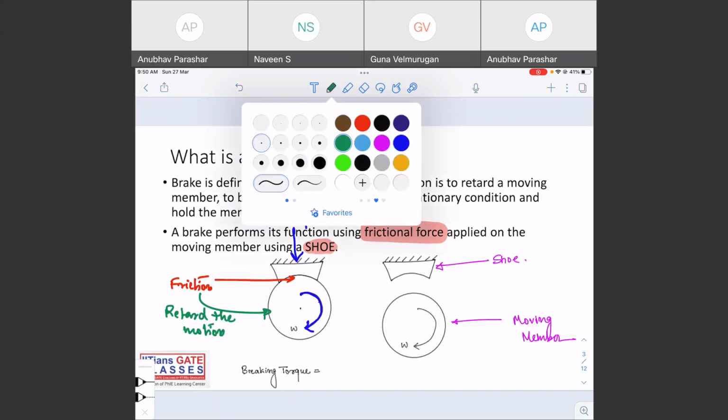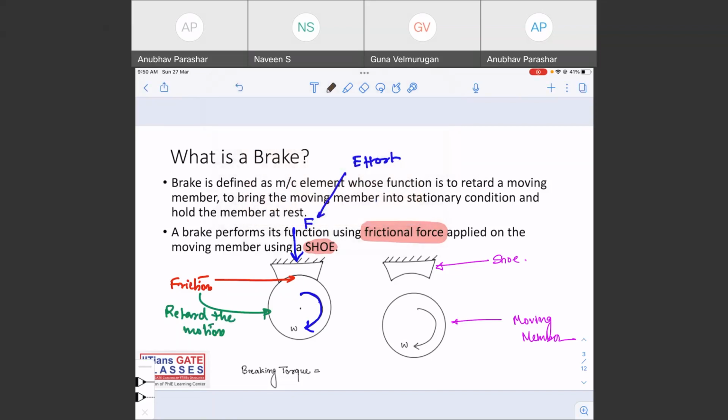So what is important to learn here? This is something which we can all figure out ourselves, but what is important to learn is the direction of the friction on the moving member and the direction of friction on the shoe, right? If this is the direction of the moving member, the direction is clockwise, as you can see. So the friction force will be opposite on the moving member, right?